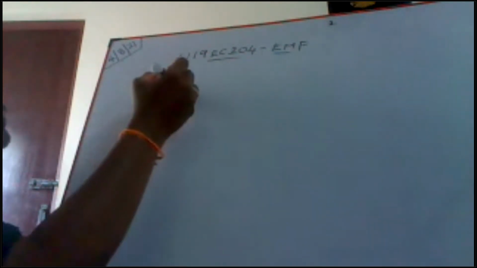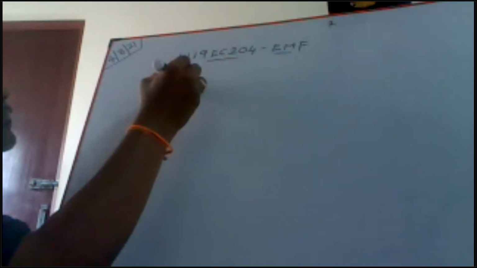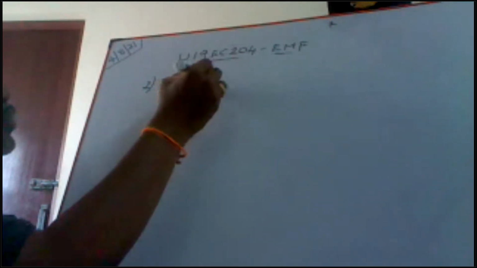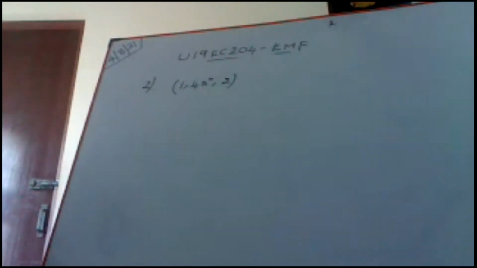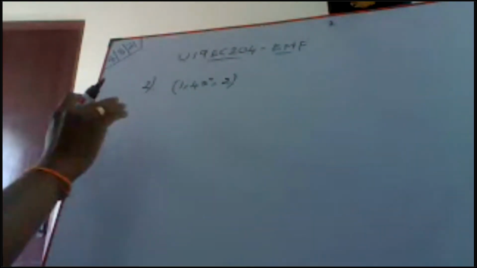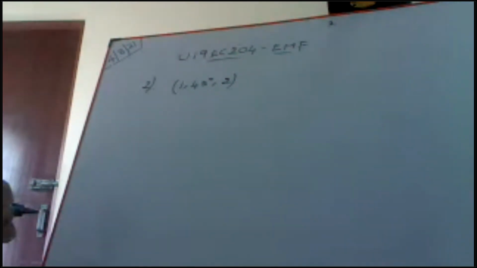So I will take the second problem again. Can anyone read out the problem? Transform the cylindrical coordinates 1, 45 degree, 2 into spherical and Cartesian coordinates, sir. Okay, thank you so much. So 1 comma 45 degree comma 2 is the actual question given.